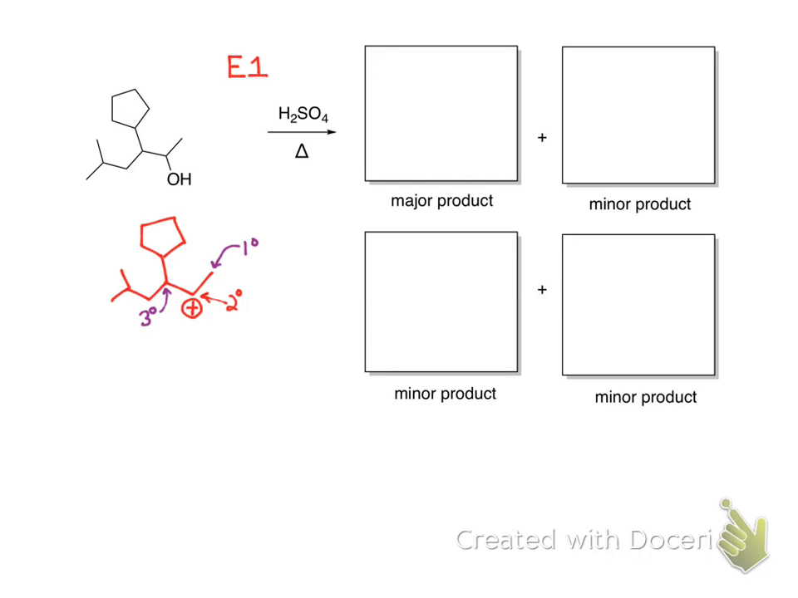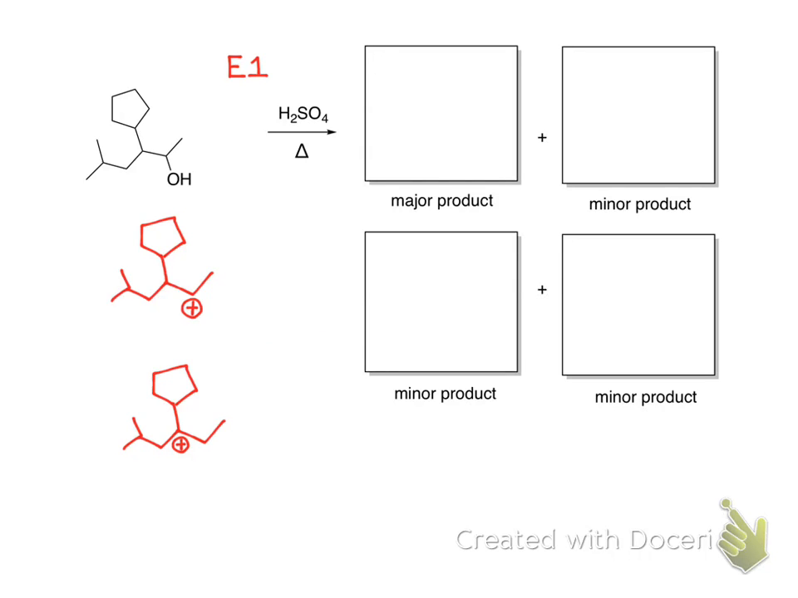So we could have this intermediate that we've drawn, or this intermediate here afforded by the hydride shift. Since both are viable intermediates, both can lead to elimination products. So let's go through the 4 different products we can expect from this.